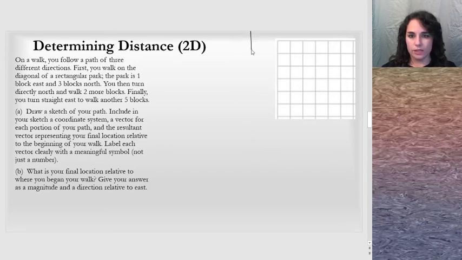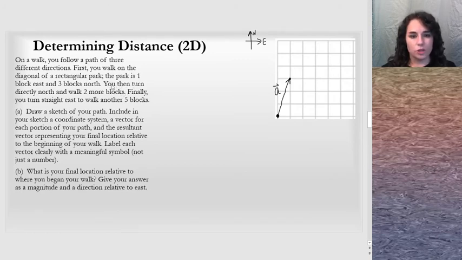Okay, so let's do this. Let's make this way east and this way north. I don't think anybody's going to fight me on that. And it sounds like we're going from west to east and south to north. So I'm going to start down in this corner. It says, first you walk on the diagonal of a rectangular park. That's 1 block east and 3 blocks north. So that's the first path that you walk. We can draw a vector across here, and I'm just going to call this vector A. There are 2 more, and B and C just make sense.